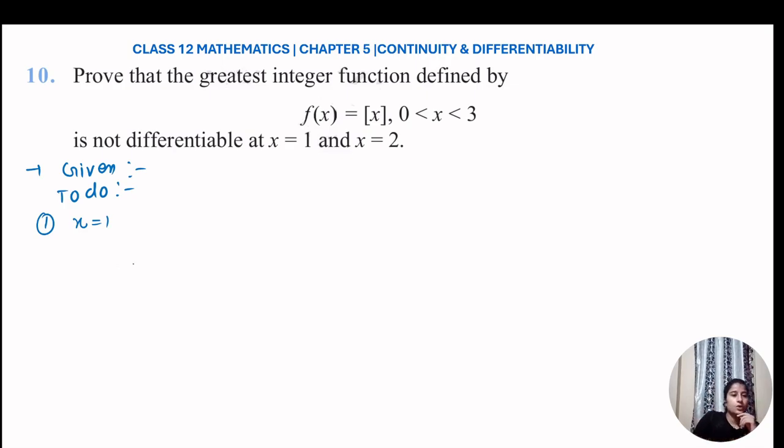So first we find our left hand derivative. For the left hand derivative, at x equals 1, we have the limit of h tends to 0 of f of 1 plus h minus f of 1, divided by h.